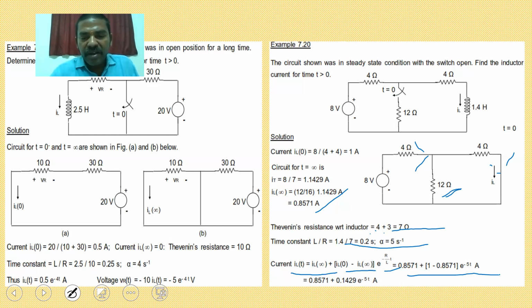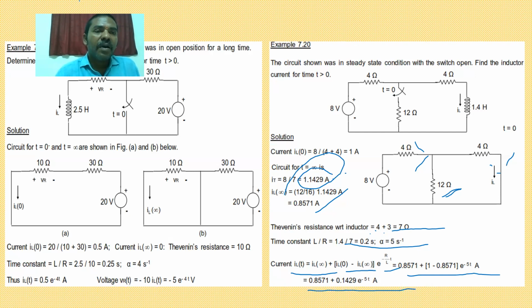So finally you can get 0.8571 plus 0.1429 e power minus 5t. So this value only you can get. Are you understanding how you are going for the calculation of inductor currents?